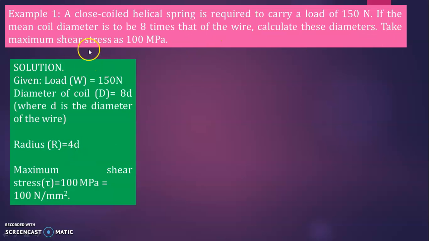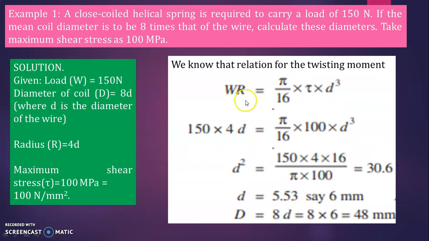Now, maximum shear stress is given, that is tau is equal to 100 MPa, which is nothing but 100 Newton per millimeter square. Which formula can we use? We have the twisting moment formula: W R is equal to pi divided by 16 into tau into d cube. Substitute W is equal to 150 into R, capital R is 4d, equal to pi divided by 16 into tau, which is 100, into d cube. d we have to calculate. So this d gets cancelled. It becomes d square is equal to, simplify, you get 30.6. So d is equal to 5.53, which is approximately 6 mm.